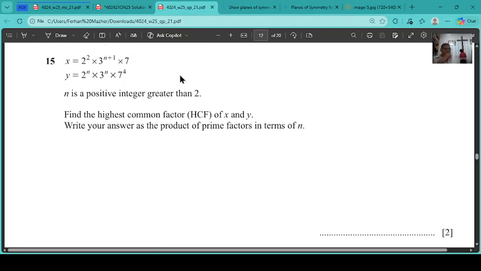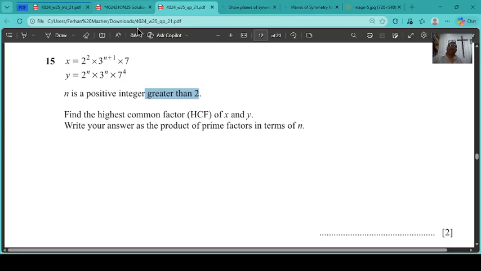Now on your screen, question number 15 is showing up. We have x equals 2 squared multiplied by 3 raised to power n plus 1 multiplied by 7, and y equals 2 raised to power n multiplied by 3 raised to power n multiplied by 7 raised to power 4. n is a positive integer and it is greater than 2. This is very important: n is greater than 2. Find the highest common factor, HCF, of x and y. Write your answer as the product of the prime factors in terms of n. It's a 2 marks question.